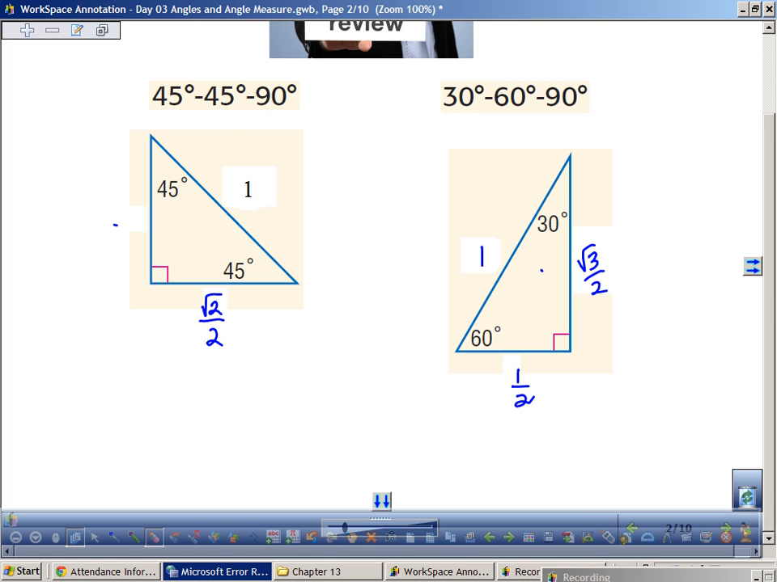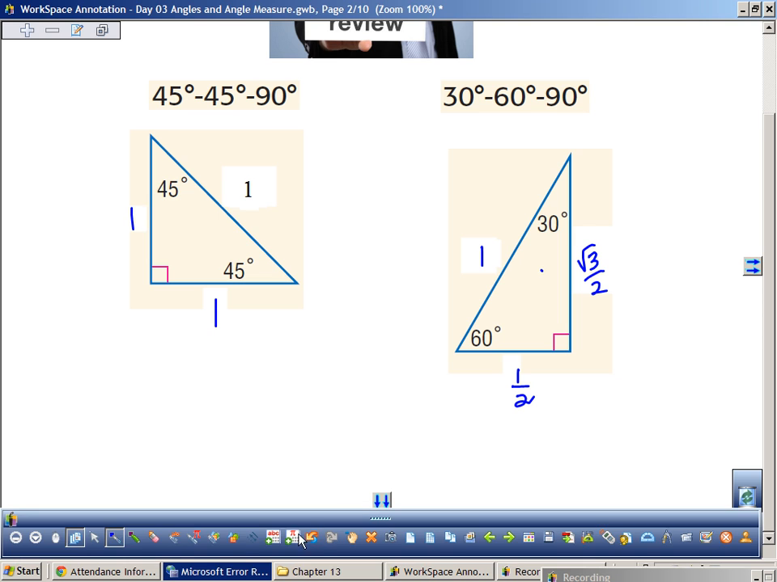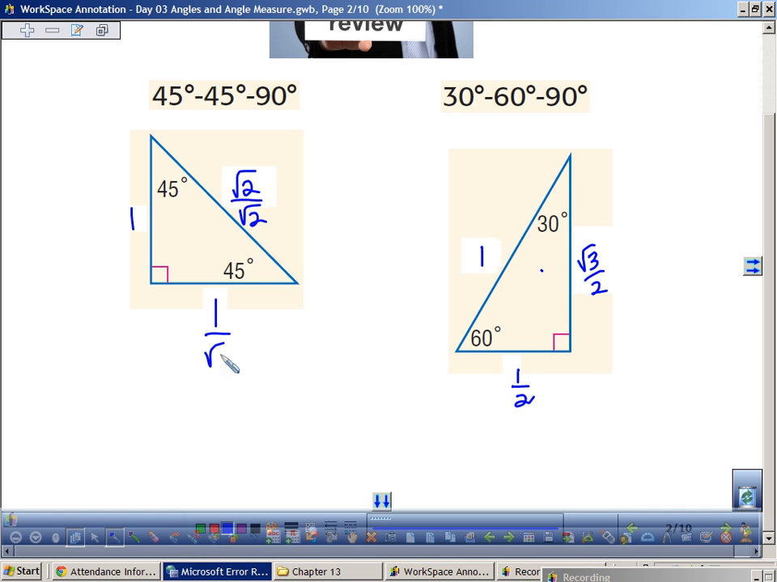It works the same with this. Do you guys remember, if this is 1 and this is 1, then what's this? 1 square root 2 or just root 2, right? How would I make this 1? Divide by root 2.